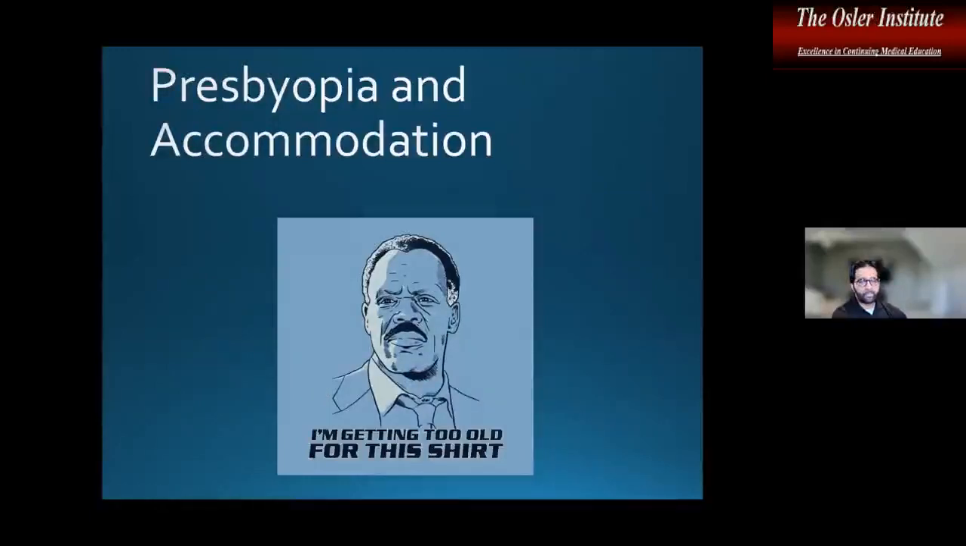Presbyopia and accommodation, that's going to take us a while to get through. So what we'll do here is we'll go ahead and pause for lunch here.